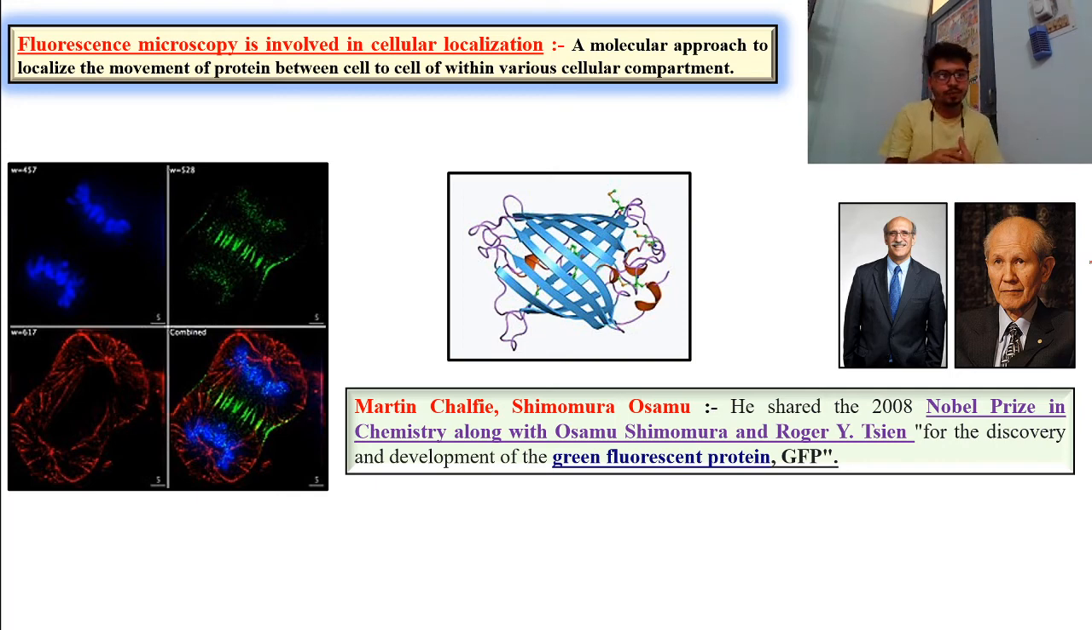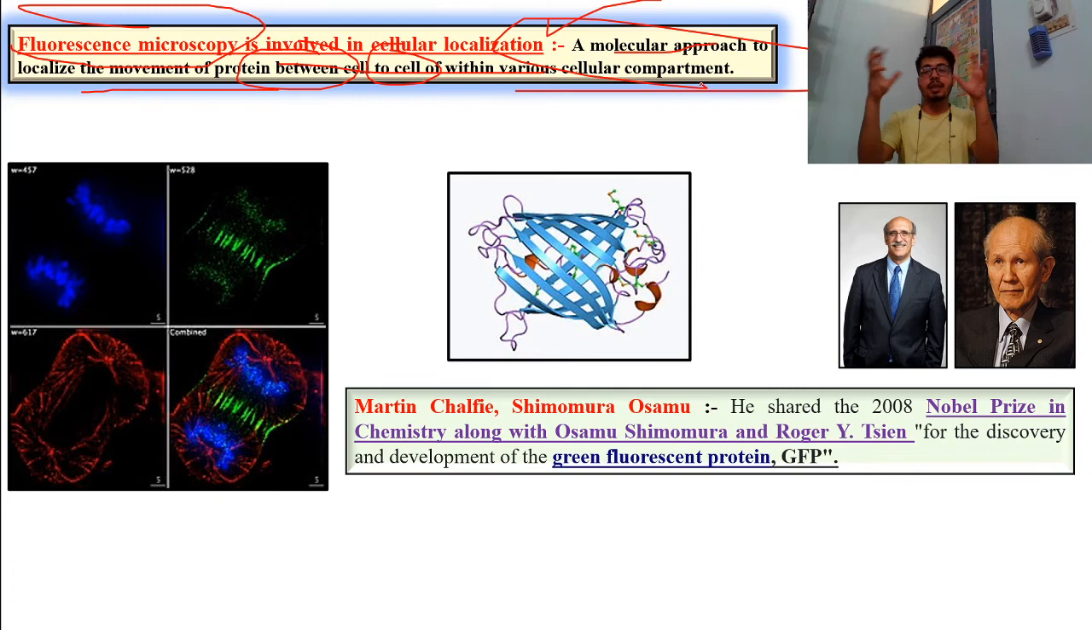Okay, so this particular localization signaling, all these GFP, YFP, what are they going to do? They are tools for fluorescence microscopy involved in cellular localization. Okay, a molecular approach to localize the movement of protein between cell to cell and within cellular compartments.